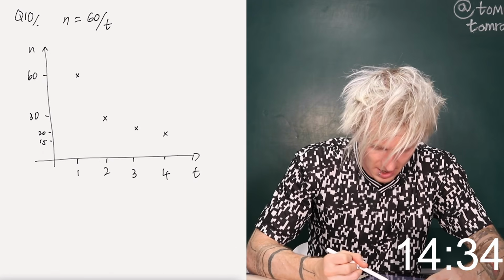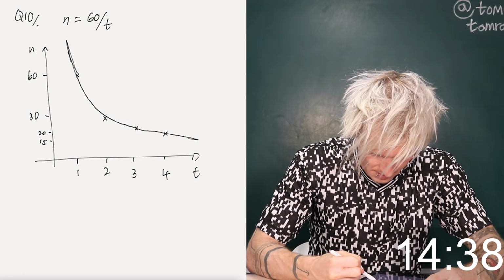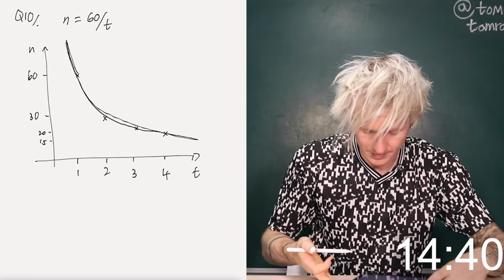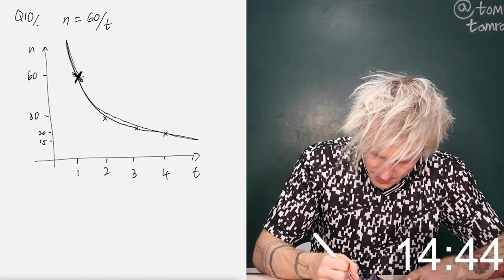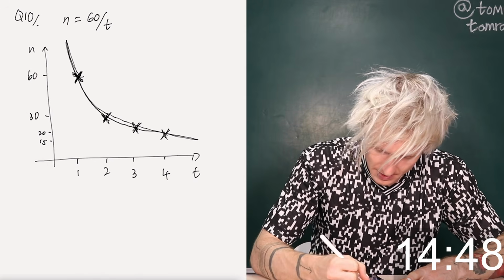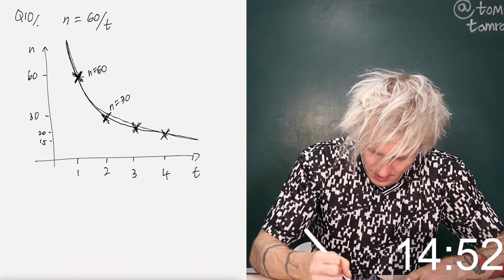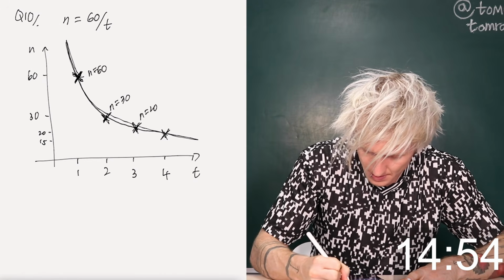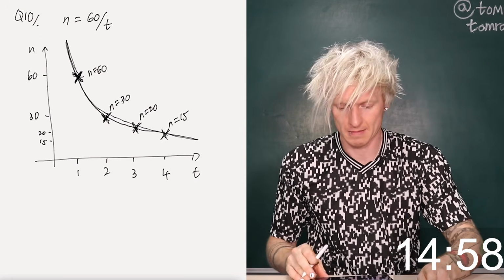So if I were to sketch that, and obviously as t goes to 0, this goes to infinity, it's going to look something like this. I'm just going to go over those crosses to make sure Ben can read them. That one, that one. I should probably add these values in as well, shouldn't I? Okay, so this is n equals 60, this is n equals 30, this is n equals 20, and n equals 15. Okay, accurate enough.